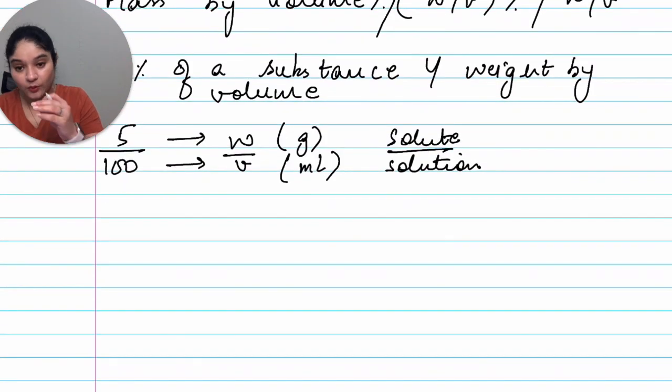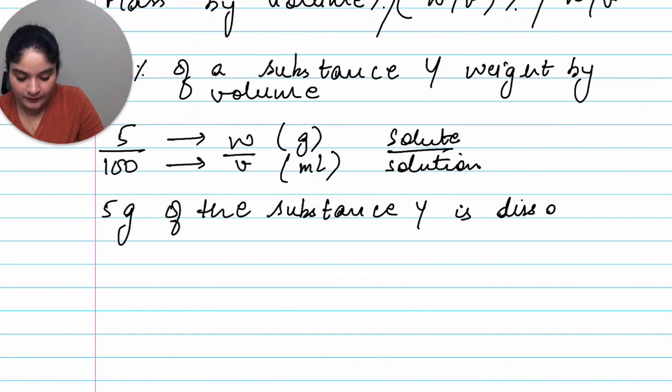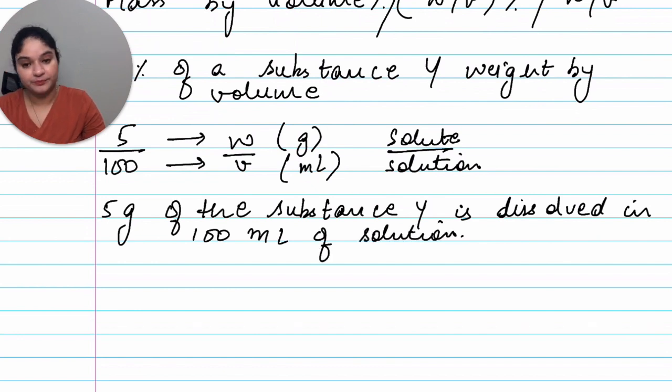So let me write what the statement means. So 5 grams of the substance Y is dissolved in 100 milliliters of solution. Okay, so this is what the statement means.